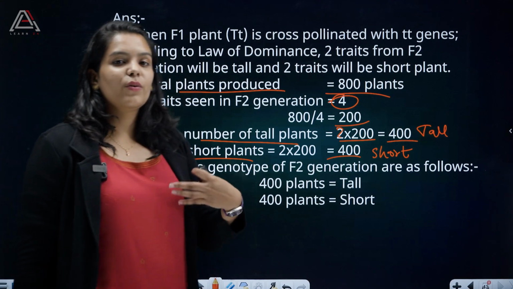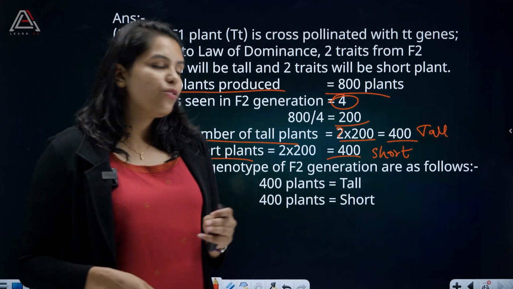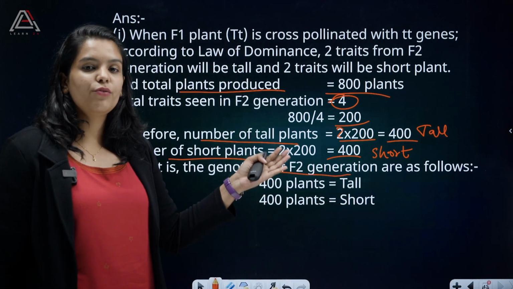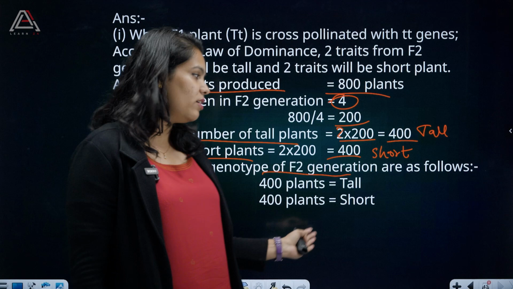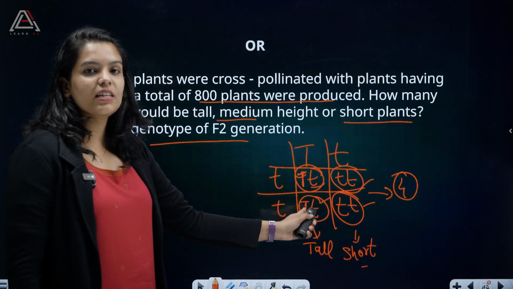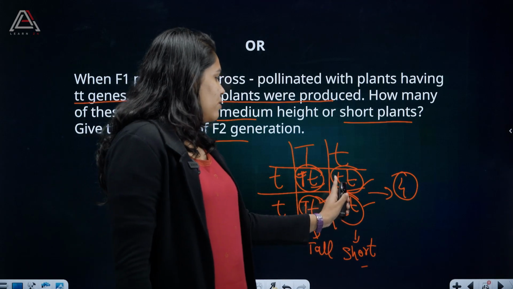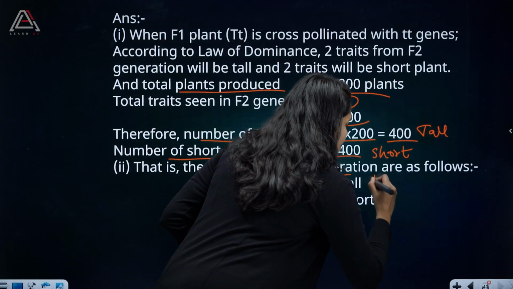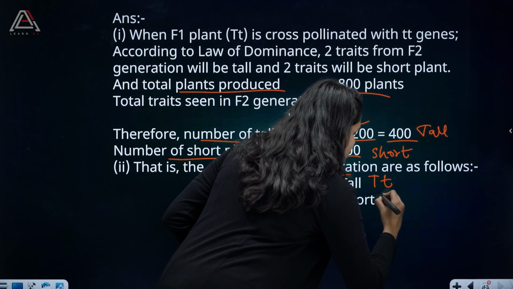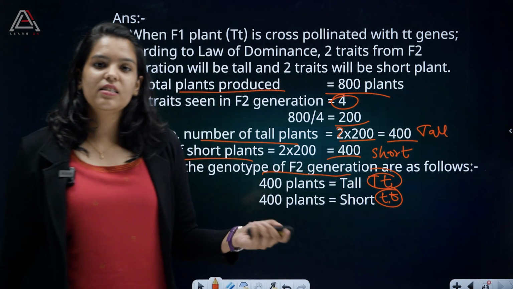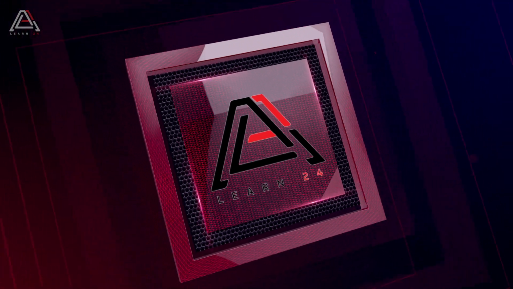Now the next part of the question is, what type of genotype is present in the F2 generation? So there were 400 plants that are tall and 400 plants that are short, and the genotype here is capital T and small t, and for the short plant it is small t and small t. So you can write capital T and small t, and small t and small t, as the genotype present in this F2 generation.